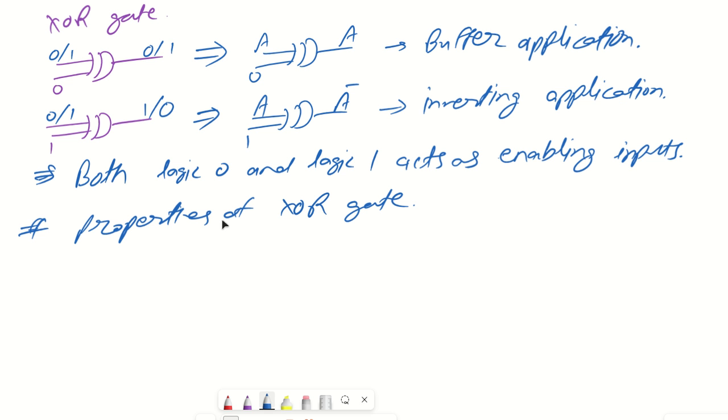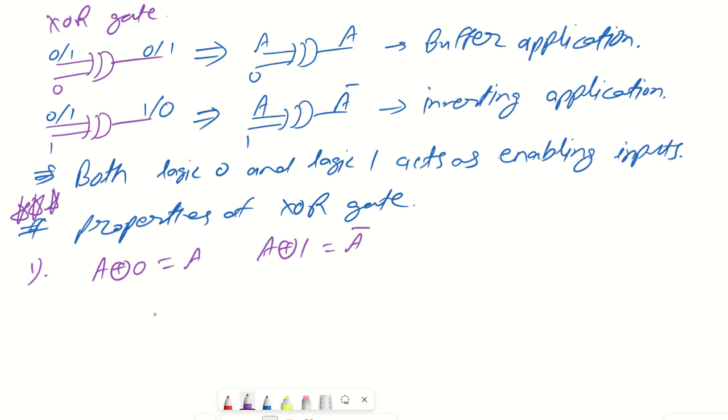You have to understand that a lot of gate questions are asked based on the properties of the XOR gate, and this is very important. So you can mark it VVI, put a triple star mark on this. Let us say number 1, A XOR 0 is nothing but A, and A XOR 1 is going to be A bar. Understood?